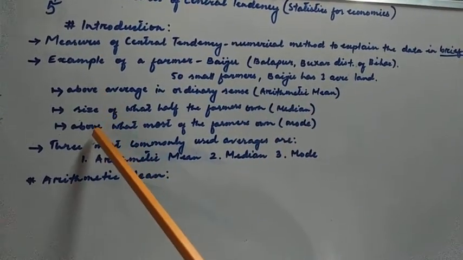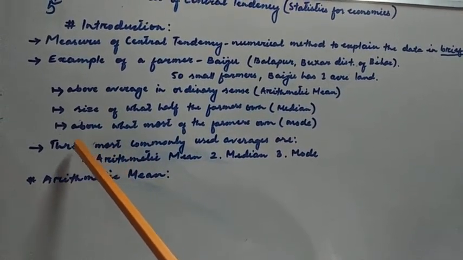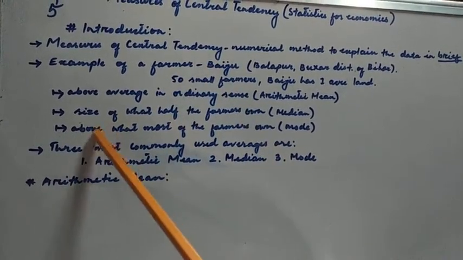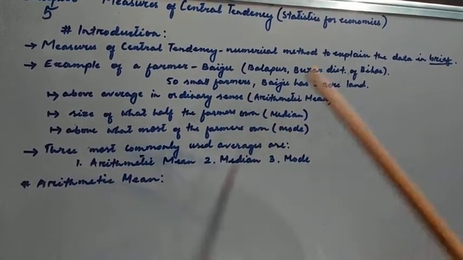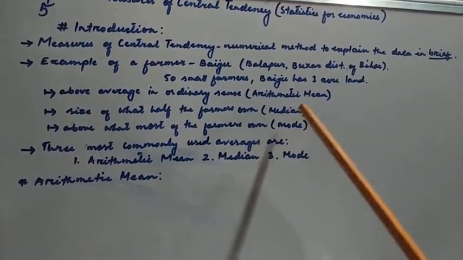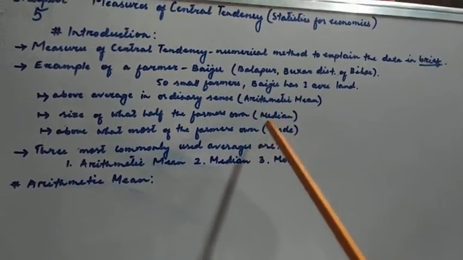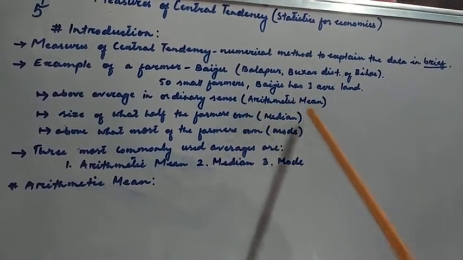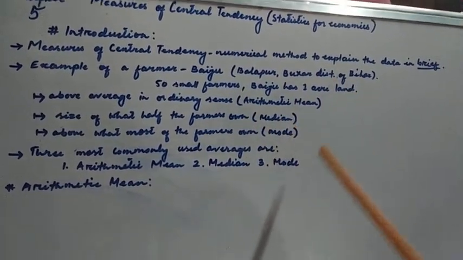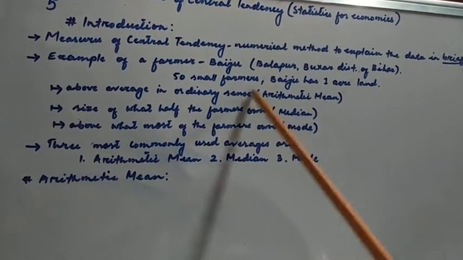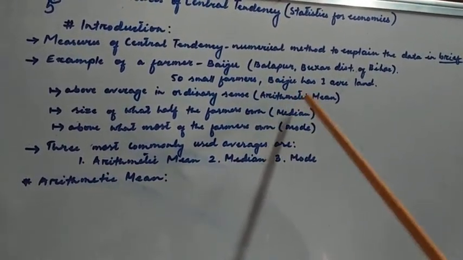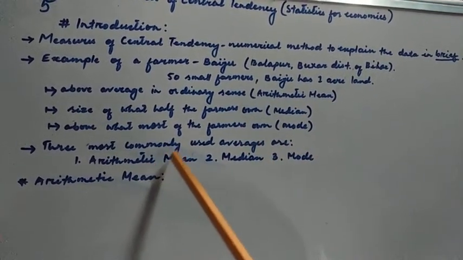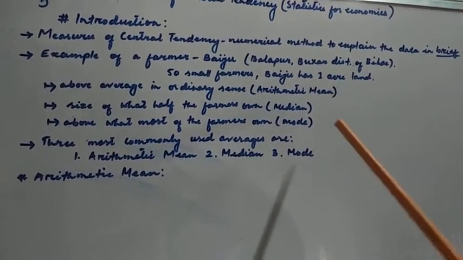And thirdly, you may also want to know if what Baizu owns is above what most of the farmers own, that is mode. So you may also want to see the mode, M-O-D-E, mode. So we will talk in detail about what is arithmetic mean, what is median, and what is mode in the later lecture. So these actually are the 3 main or most commonly used averages in statistics. There is arithmetic mean, median, and mode.